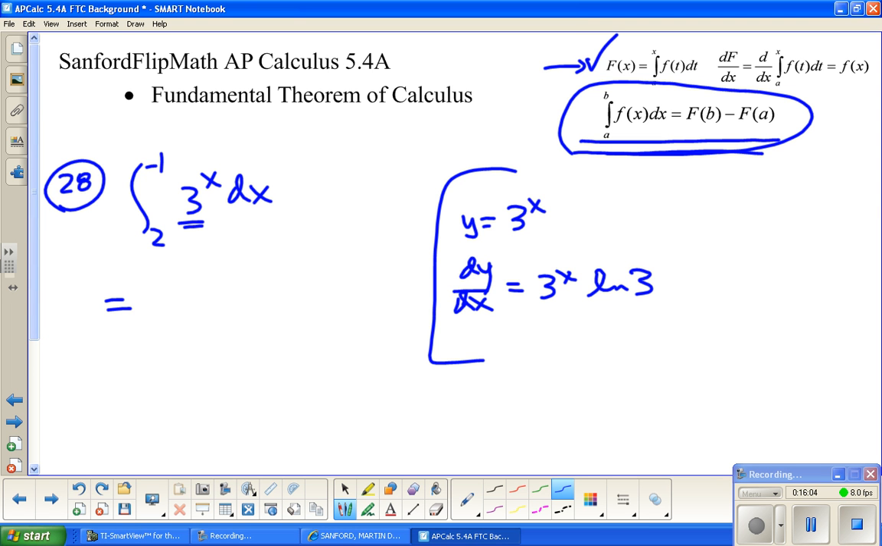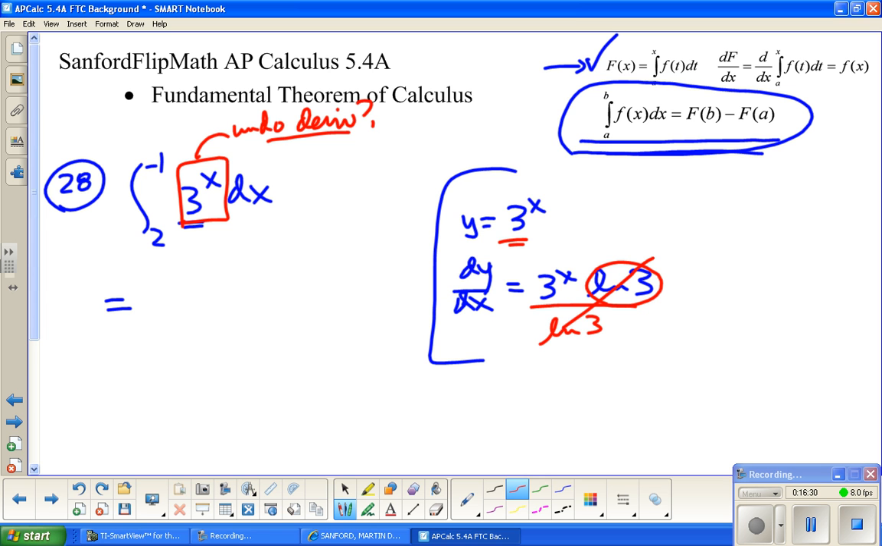So how can I make it so I'm doing the antiderivative and, when I do the derivative, I need to get this. Remember, I'm trying to undo derivative. What did I take the derivative of? Well, if it was just 3 to the x, I'd have this. I don't have that. So I really need that to cancel out somehow. So what if I originally started with that?